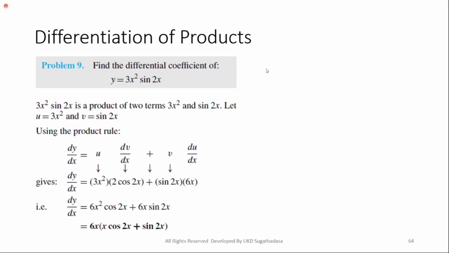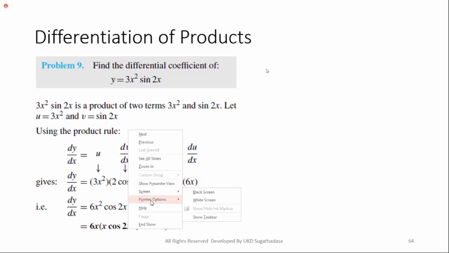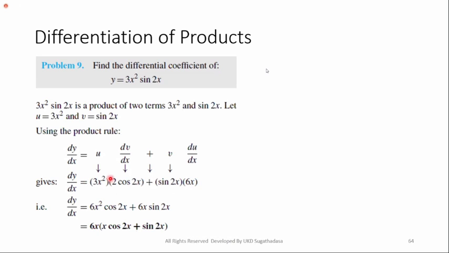Some students do, of course. Some are doing. You can bring 6x in front of the sin 2x. That can be possible. See? Finally, you get the answer here. I am using the pointer so they can see this step I am highlighting. There's a pointer. See 3x squared.